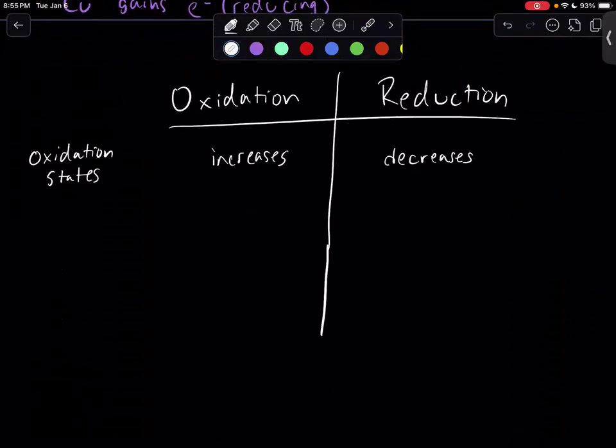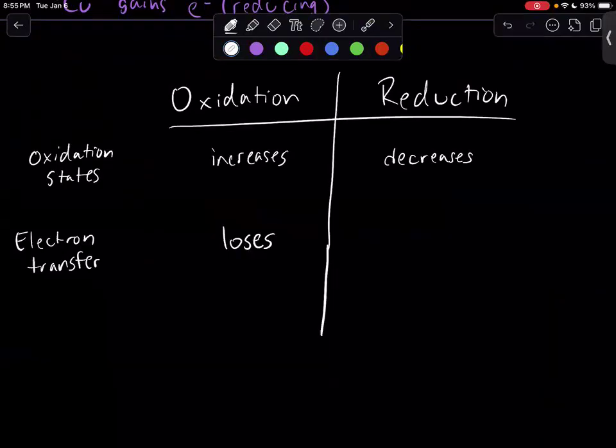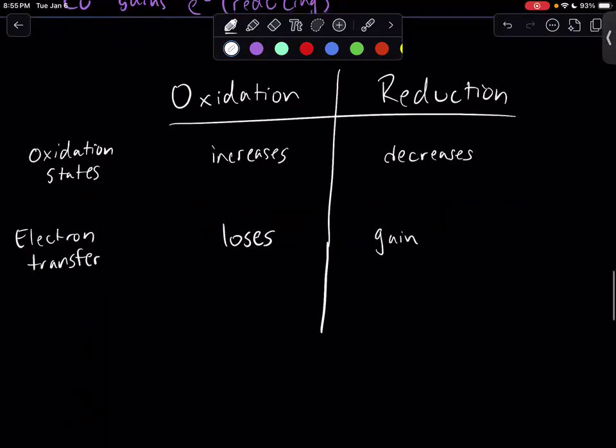Now, in addition to oxidation state, we're going to often be looking at electron transfer because electron transfer is directly related to oxidation state, as that's where we pull oxidation states from. If we are losing electrons, then we oxidize. If we gain electrons, we decrease our oxidation state and reduce.